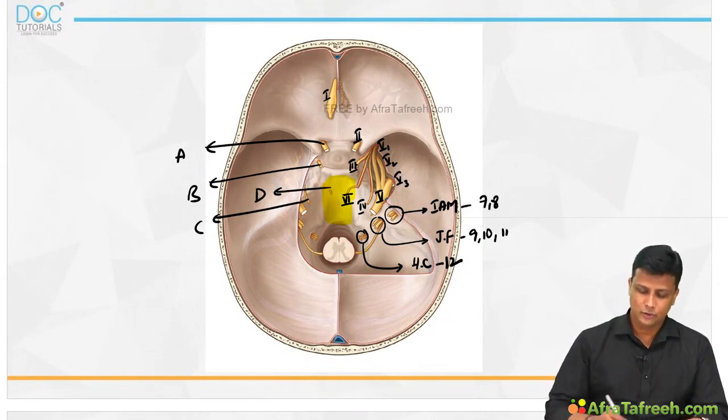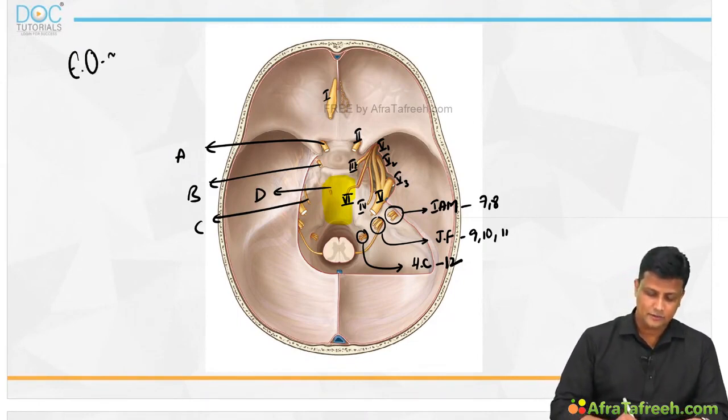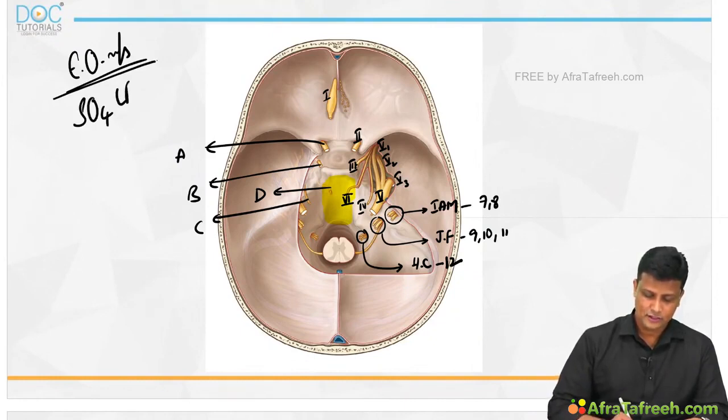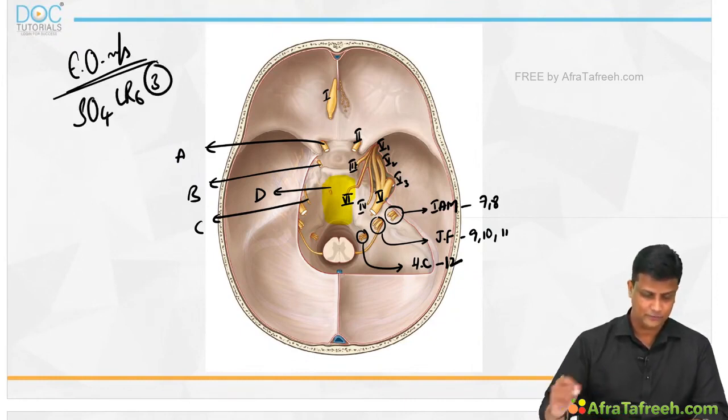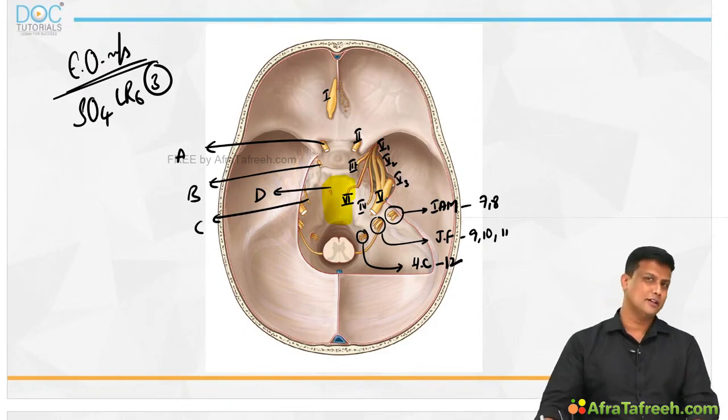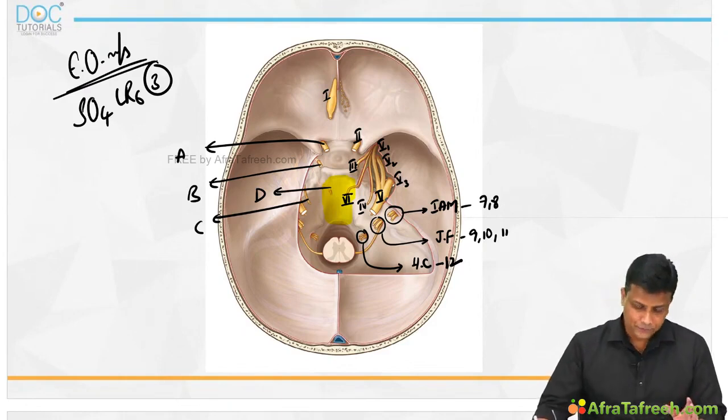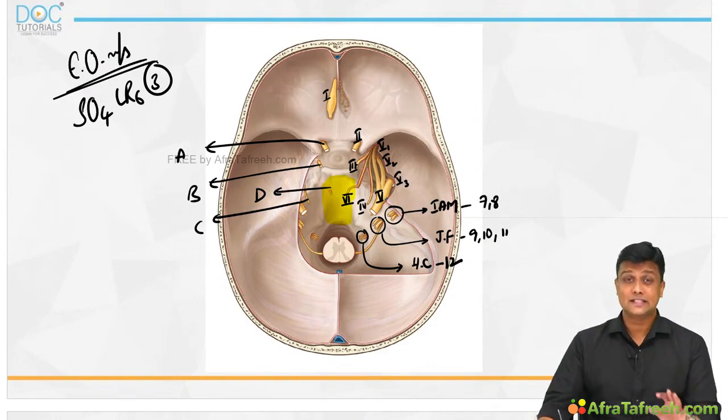Now every student knows extraocular muscles will be supplied by which nerve? What is the nerve supply? SO4, LR6, rest all by 3. So the fourth nerve, third nerve and the sixth nerve will be supplying.